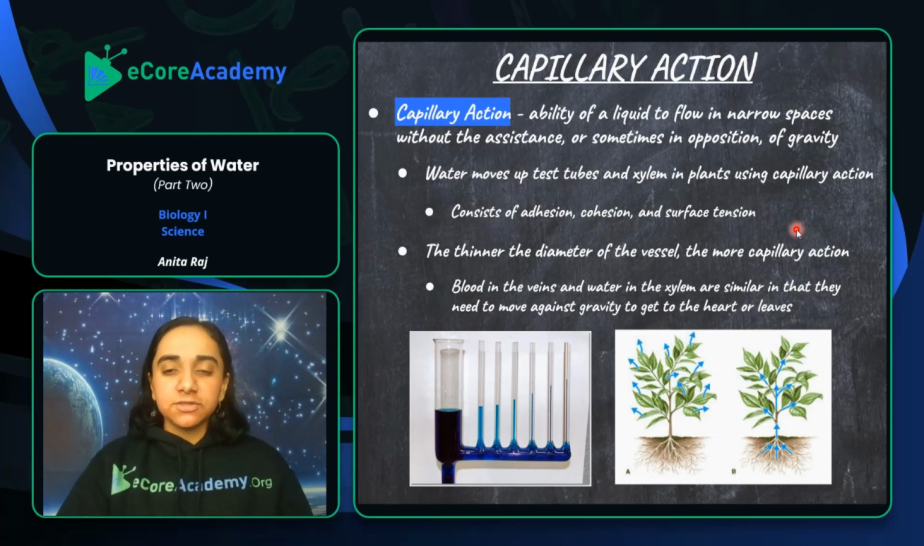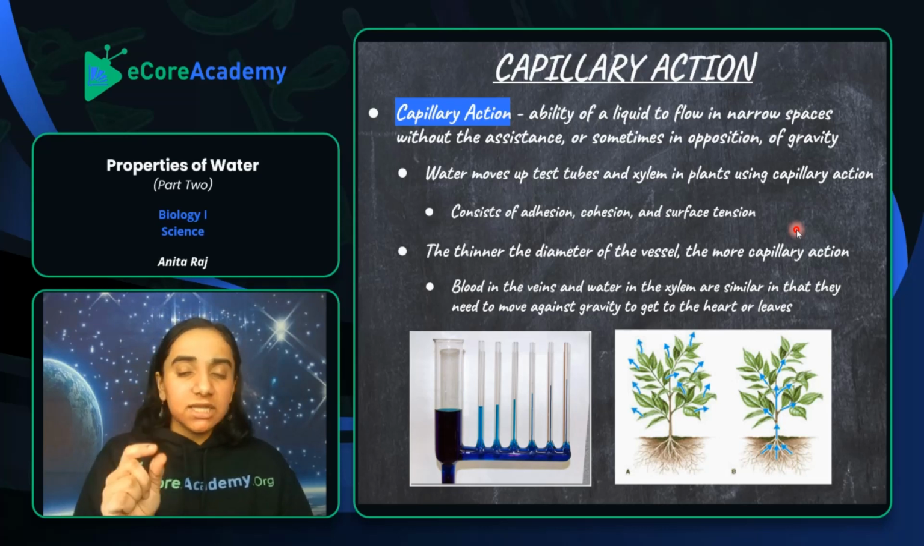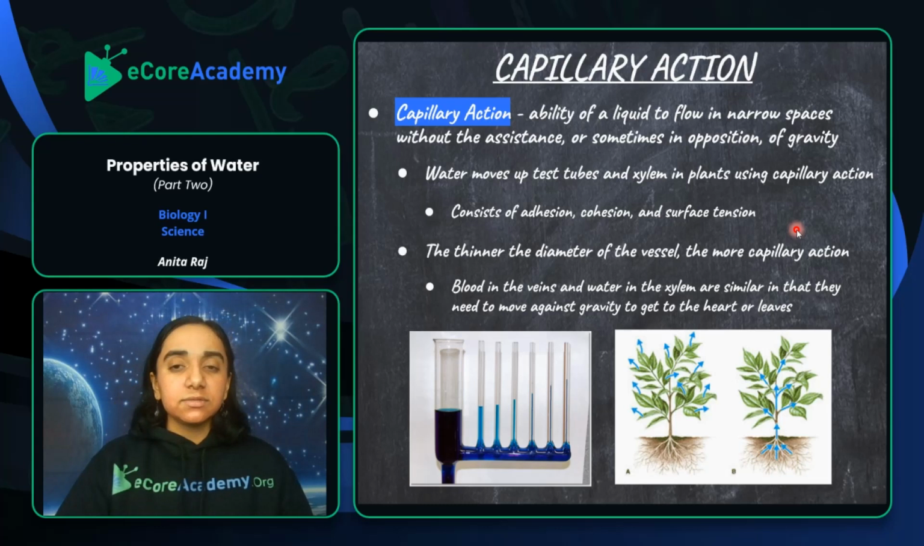Teachers might not talk about this, so I'll go through it briefly, but it is something that is important. Capillary action is the ability of a liquid to flow in narrow spaces without the assistance, or sometimes in opposition, of gravity. So it's how water is able to flow through a narrow space, like a thin test tube or a thin plant vein, like a xylem. It does this without the assistance of gravity.